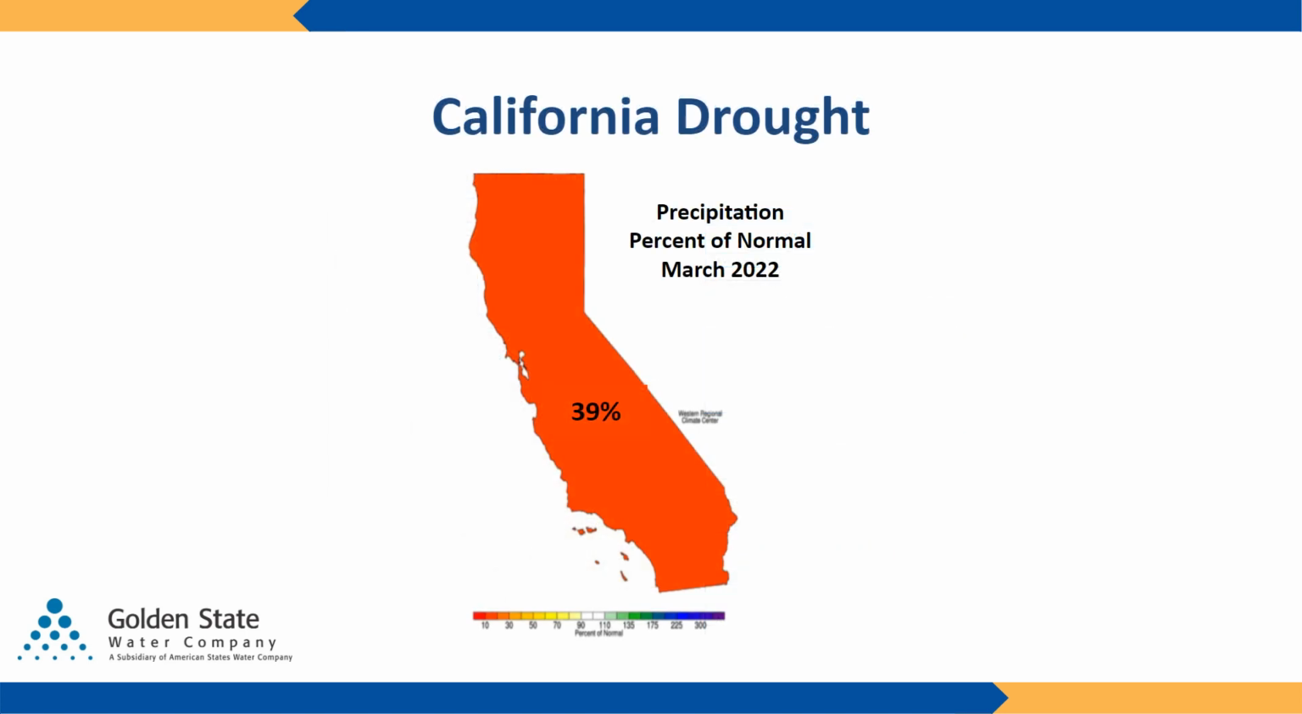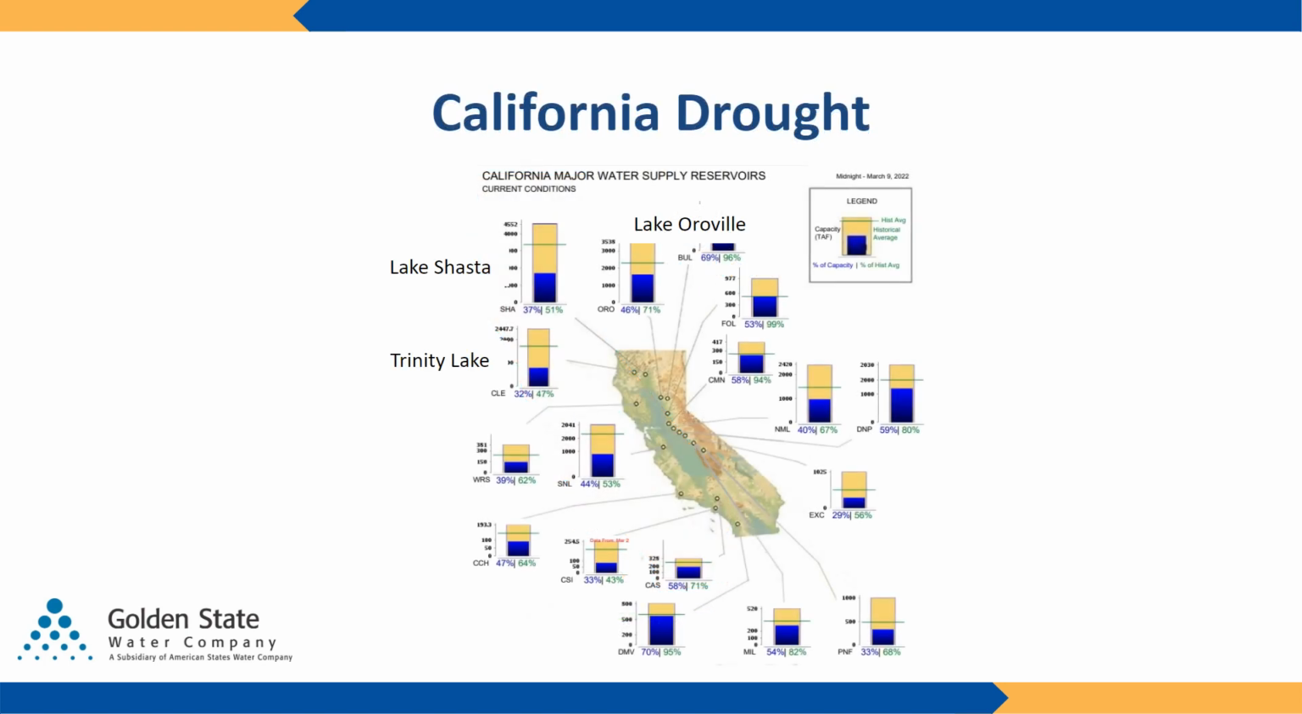Statewide average precipitation has been at its lowest in recent years. In March 2022, California is only at 39% of the historical average of normal precipitation at this time of the year. Lack of snowpack and rain is causing California's reservoirs, which are man-made lakes, to dry up. Our state's biggest reservoirs are Lake Shasta, Trinity Lake, and Lake Oroville. As of March 2022, Lake Shasta was at 37% capacity, Lake Oroville was at 46% capacity, and Trinity Lake was at 32% capacity.